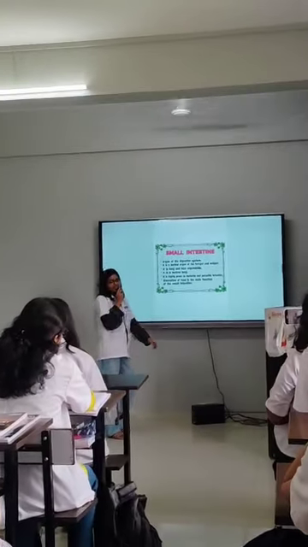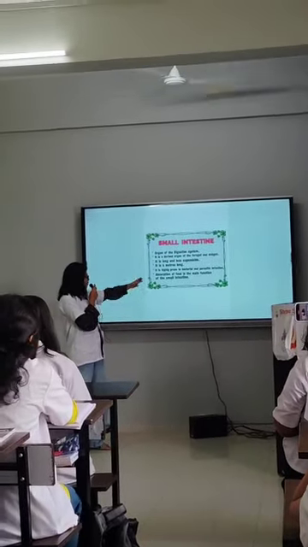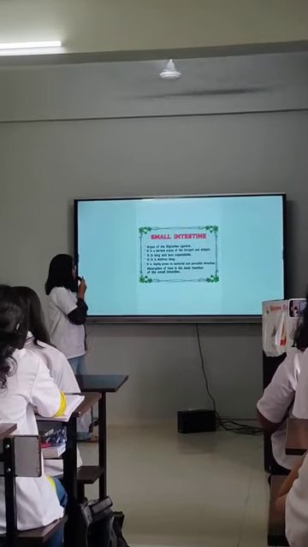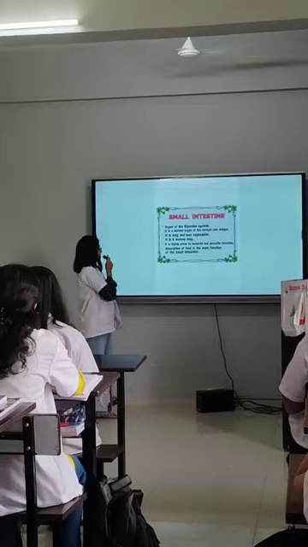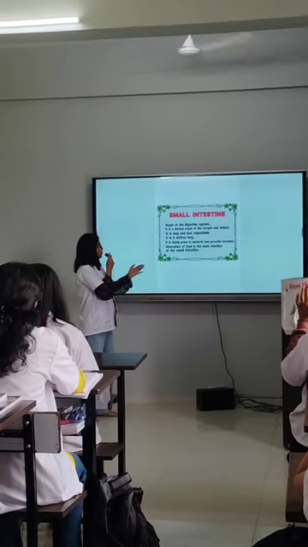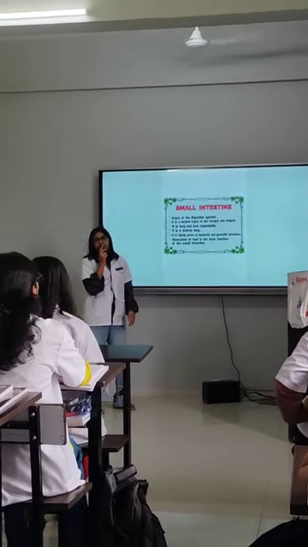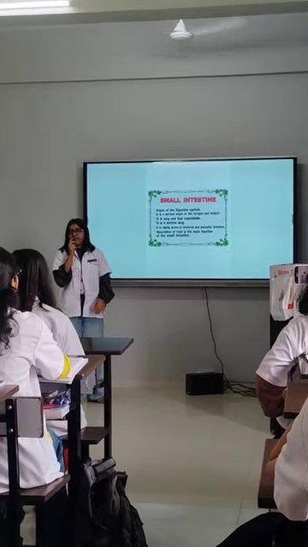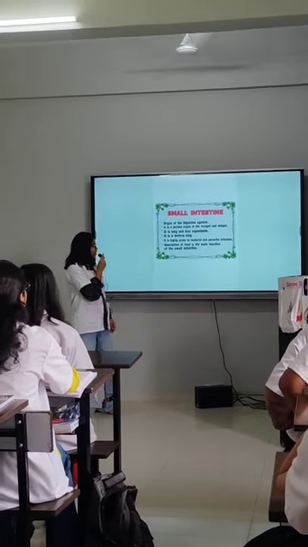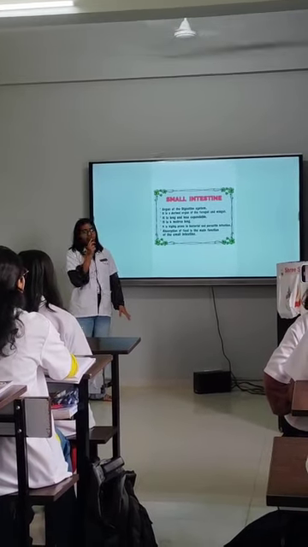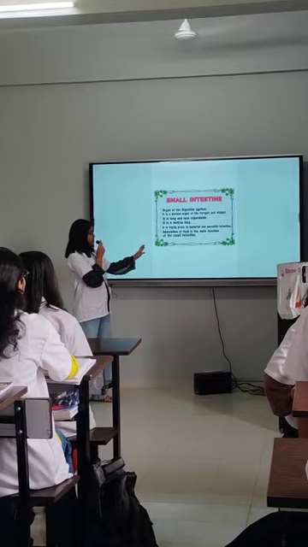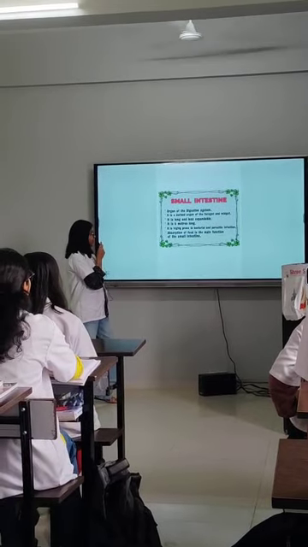Topic is small intestine. So here are some basic points about small intestine. As we all know, small intestine is an organ of the digestive system. It is a derived organ of the foregut and midgut. In the embryo stage, our gastrointestinal tract is divided into three parts: foregut, midgut, and hindgut. From that, small intestine is derived from foregut and midgut.